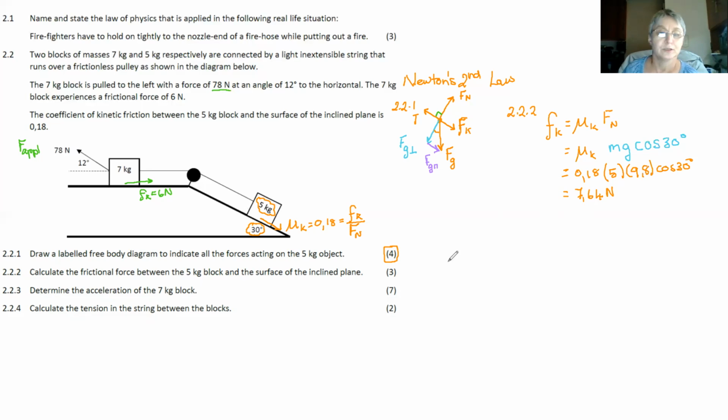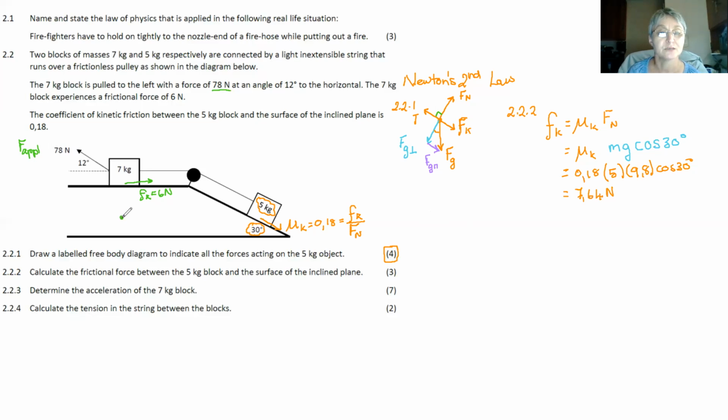Now we move into the next level. The next level requires us to determine the acceleration of the 7 kg block, but the two blocks are tied together. So the acceleration of the 7 kg would be the acceleration of this 5 kg, and it is equal to the acceleration of the system. Now, to solve this question, we need the force diagram for the 5 kg mass, but we also need the force diagram for the 7 kg mass. So I'm going to draw it here.